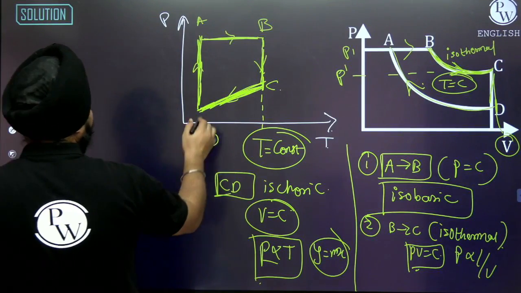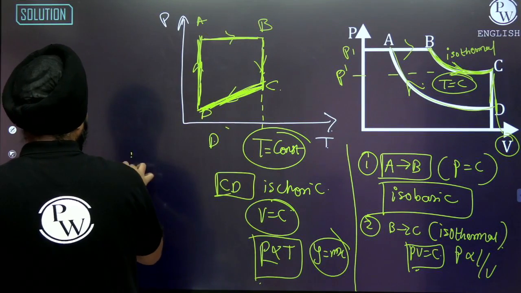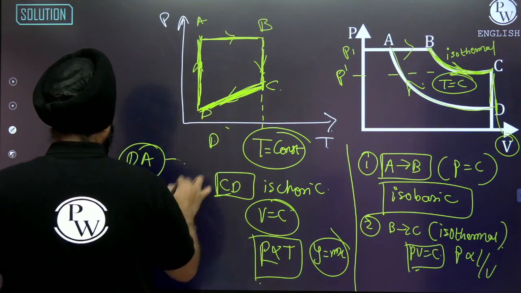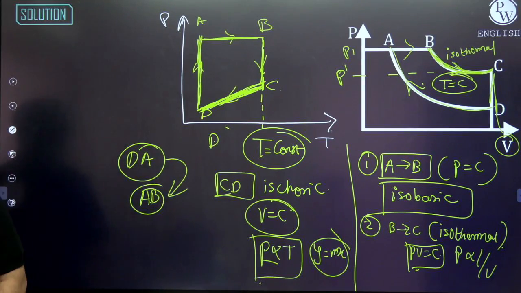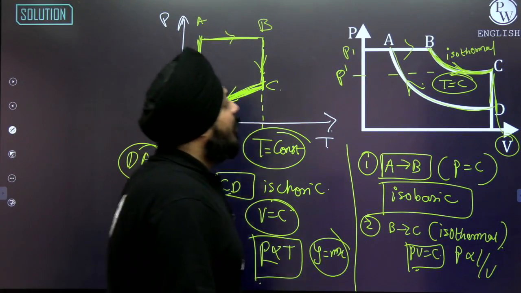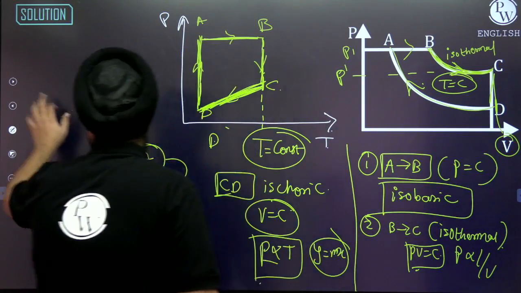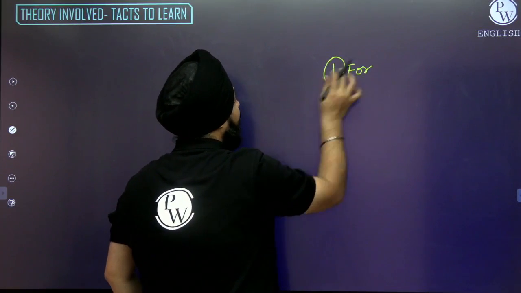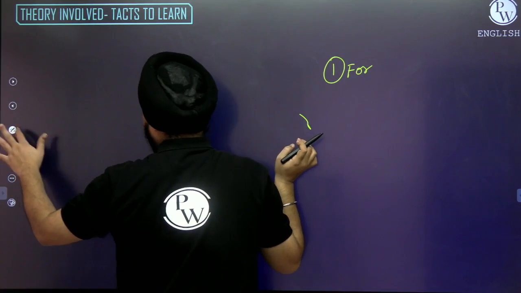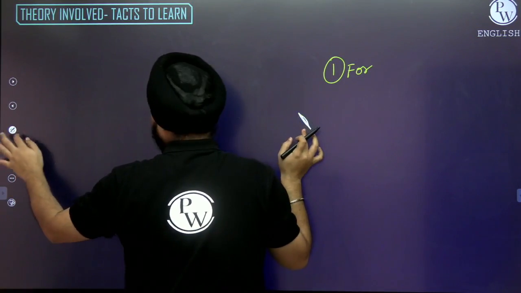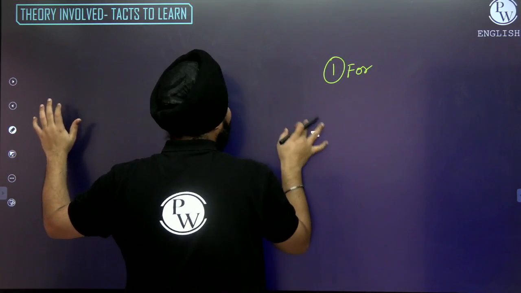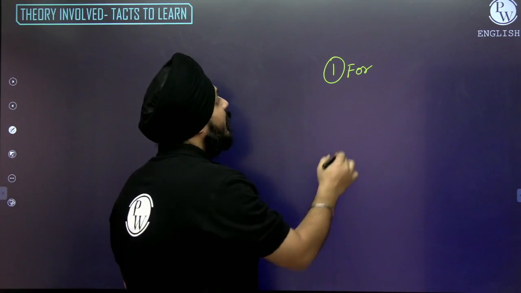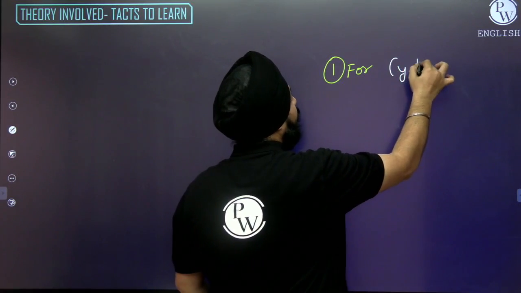C to D, again D to A, is the same process as A to B, but in the reverse manner. Now, one new thing about the cyclic process. As I said before, one thing is remaining that I want to tell you all: the graph of the cyclic process. There are three shortcuts for the graph of the cyclic process. I already showed them, but for the cyclic process, I want to tell you all.